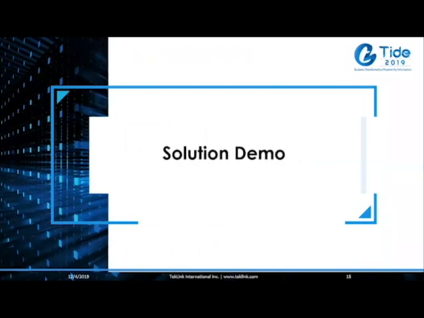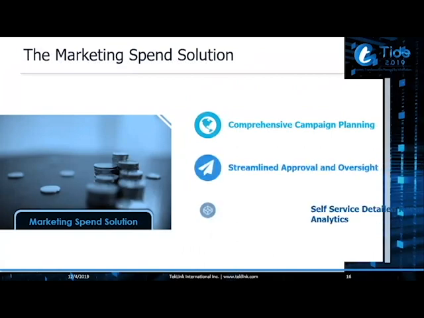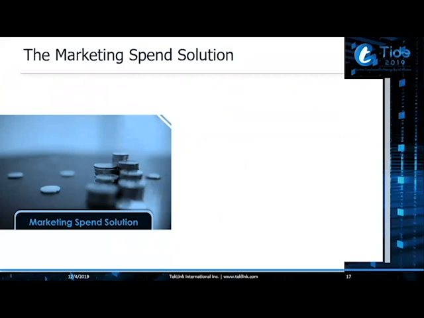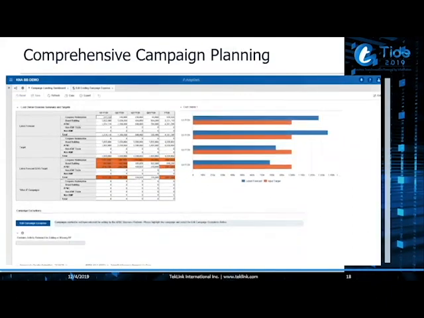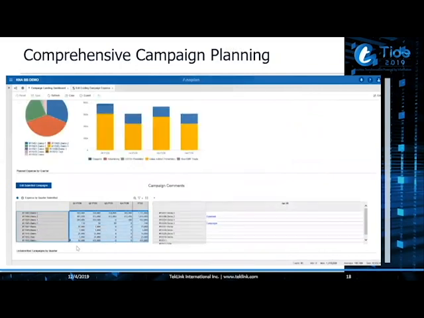So I'm going to move into solution demonstrations. Within our marketing zone, we have the comprehensive campaign planning, the approval and oversight, and then a self-reporting tool. Within the comprehensive planning, there's a lot of summarized information based on their cost owner and category that they're looking at. So what you saw above were some year-to-date, some quarterly views.